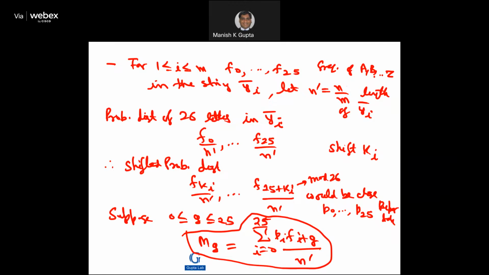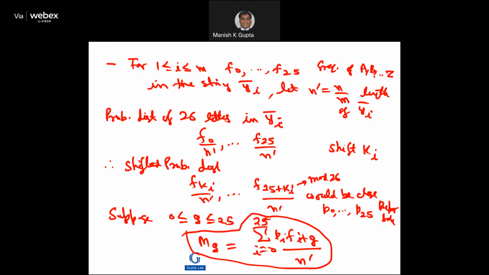So for i between 1 to m, suppose f0, f1, f2, ..., f25 are the frequencies of the alphabets A, B, C, up to Z in the string yi, and let n prime, which is n by m, be the length of yi. Remember we divided into n by m size. So the probability distribution of the 26 letters in yi will be f0 divided by n prime, f1 divided by n prime, and so on, f25 divided by n prime.